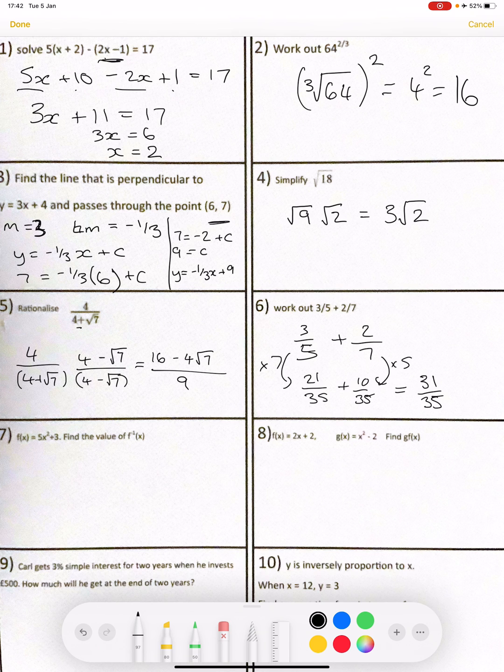Question 7 is a functions question. f of x equals 5x squared plus 3. Find the value of f to the power minus 1 of x. So I'm finding the inverse. So I'm going to start by equating to y, and I'm going to try and make x the subject. So I'm going to take away 3. I'm going to divide by the 5.